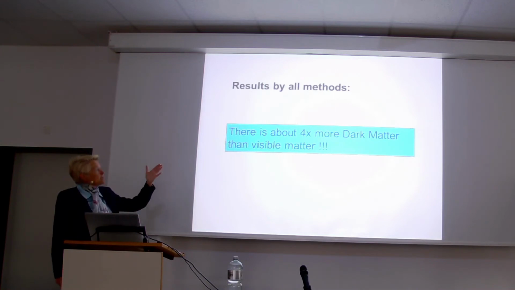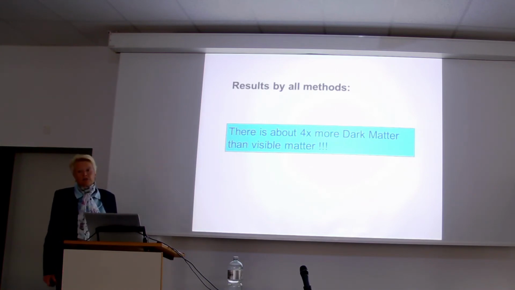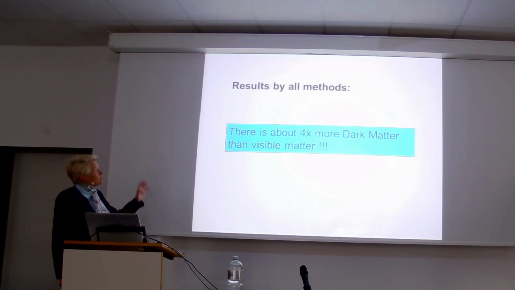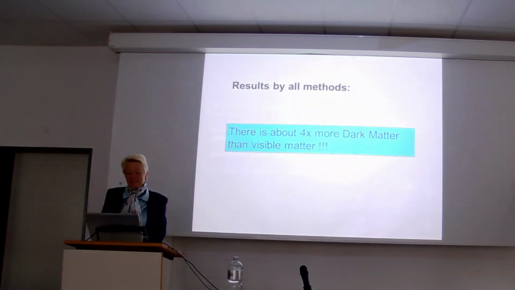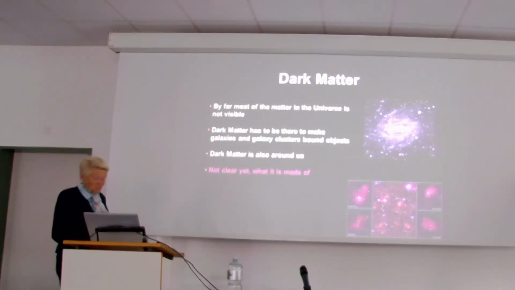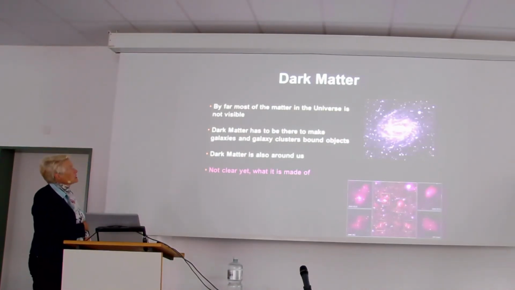And in this way, we can measure how much of this dark matter is in the universe. All methods show basically more or less the same result. Good, we can trust it. If three different methods show the same result, we can trust it. This is now a summary of the dark matter. By far, most of the matter in the universe is not visible.